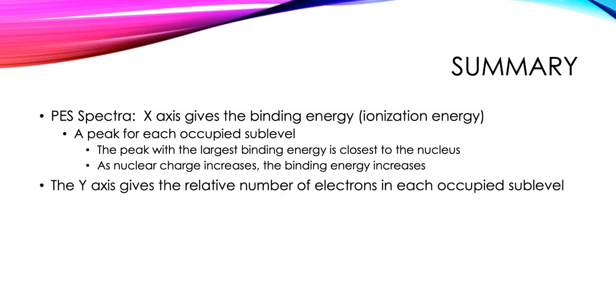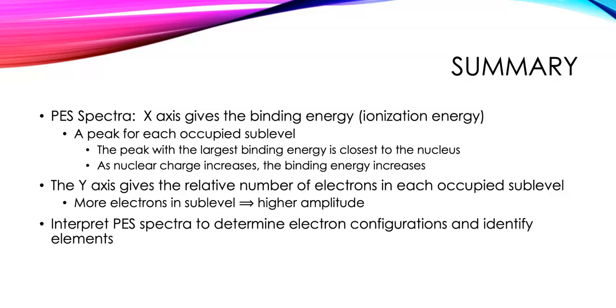The y-axis gives the relative number of electrons in each occupied sublevel. And so you can use that to figure out how many electrons occupy a given sublevel. The more electrons in the sublevel, the higher the amplitude, and it's all proportional. We can interpret PES spectra to determine electron configurations and identify elements. And that's how we use PES spectra in AP Chemistry.